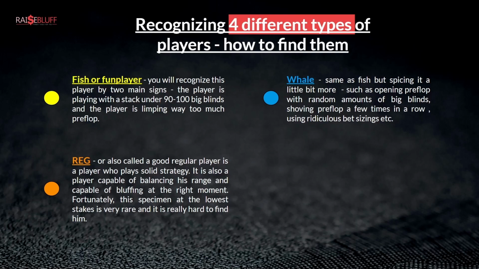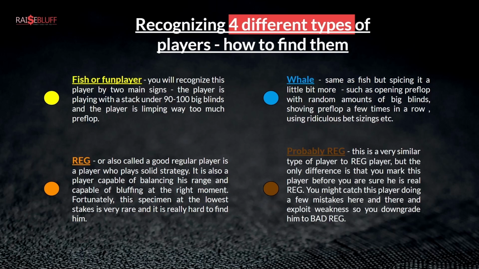You will recognize this player by seeing him with a doubled or tripled or even quadrupled stack almost every time you see him. And the last type is probably rec, and this is a very similar type of player to rec, but the only difference is that you mark this player before you are sure he is a real rec, or you code him and exploit him doing a few mistakes here and there.